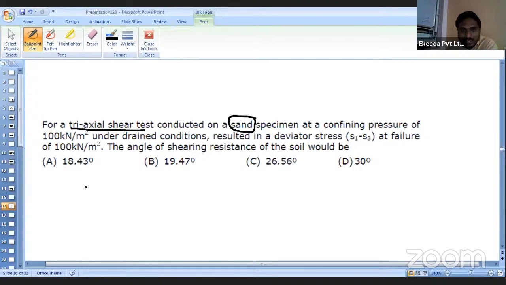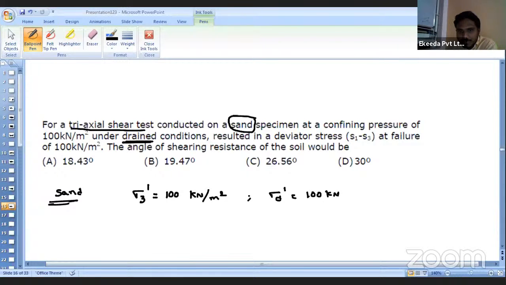So it is a triaxial test and it is conducted on a sand specimen. Did they mention anything about the type of test? No. But you can see here, it is under drained condition. As it is under drained condition, we have to use the effective parameters. So the confining pressure, that is nothing but the minor principal stress. As it is under drained condition, we have to use sigma 3 dash. That will be equal to how much it is given? 100 kilonewtons per meter square. And also they have given the deviator stress. Deviator stress sigma d dash will be equal to, again, 100 kilonewtons per meter square.